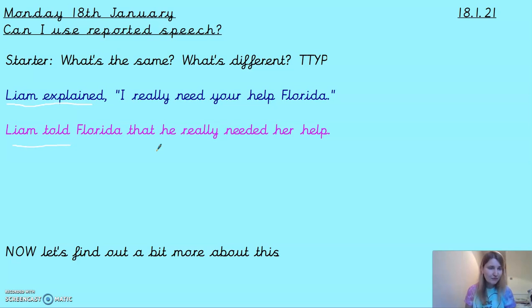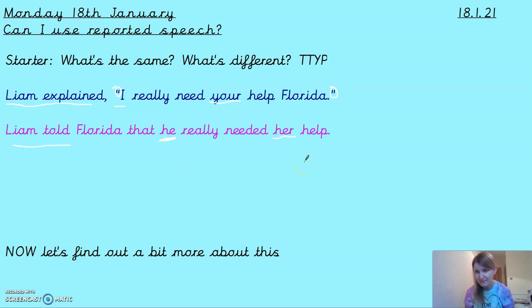The main differences, I guess: this one had speech marks, probably the most important feature of direct speech. And again, we've got our verb, comma, speech there. Whereas this one, I noticed there aren't any speech marks. Over here, we've got "I really need your help, Florida." Here we've got Liam told Florida that he really needed her help. So in the first one we've got I and your, and in the next one we've got he and her.